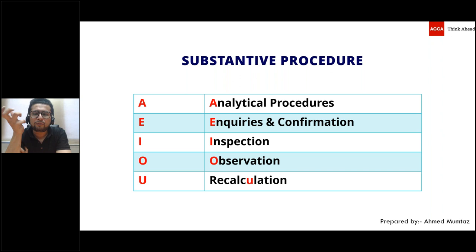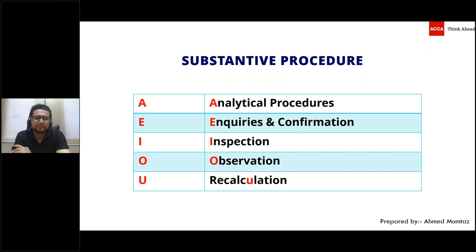Second, I would like to inspect the tangible asset. So I can't inspect the receivable, but yes, I can inspect the property. I can inspect the plant. I can inspect the inventory. I would like to inspect the inventory in order to verify the physical condition of the inventory. So that is inspection.